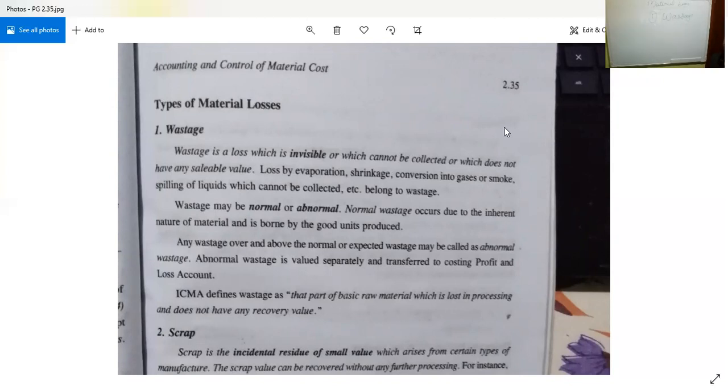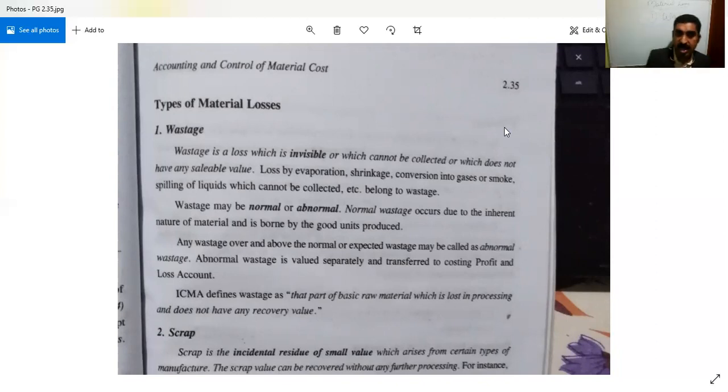So wastage is invisible in nature. We can't see, okay, we can't collect that also. So which does not have any saleable value. Loss by the evaporation, loss by the shrinkage, the conversion into the gases or smoke, spilling of liquid which cannot be collected, etc. belongs to the wastage. So it may be normal as well as abnormal wastage. So first is normal wastage, which occurs due to the inherent nature of the material. അതായത് ഒരു വല്ലാത്ത രീതിയിലുള്ള മെറ്റീരിയലിന്റെ നേച്ചറിൽ കൂടി നഷ്ടപ്പെട്ടു പോകുന്ന ഭാഗങ്ങൾ. അങ്ങനെ വരുമ്പോൾ we can't use for any purpose.